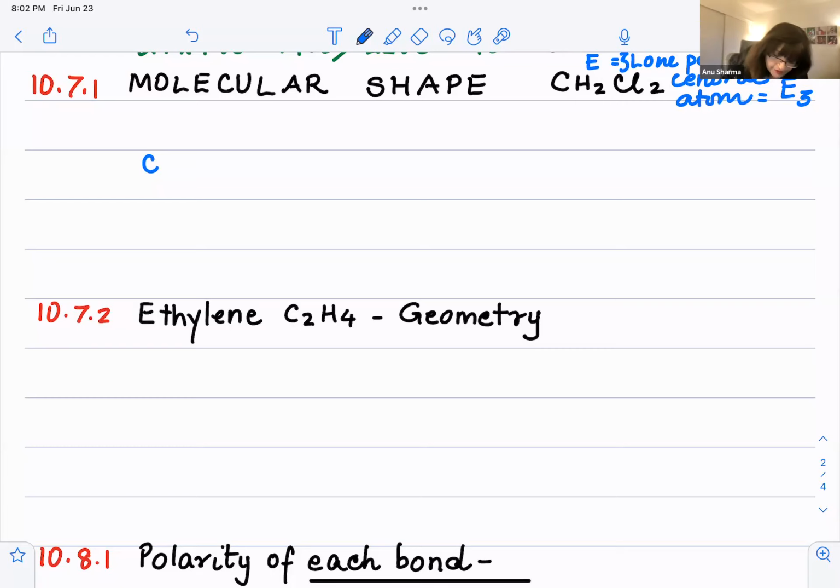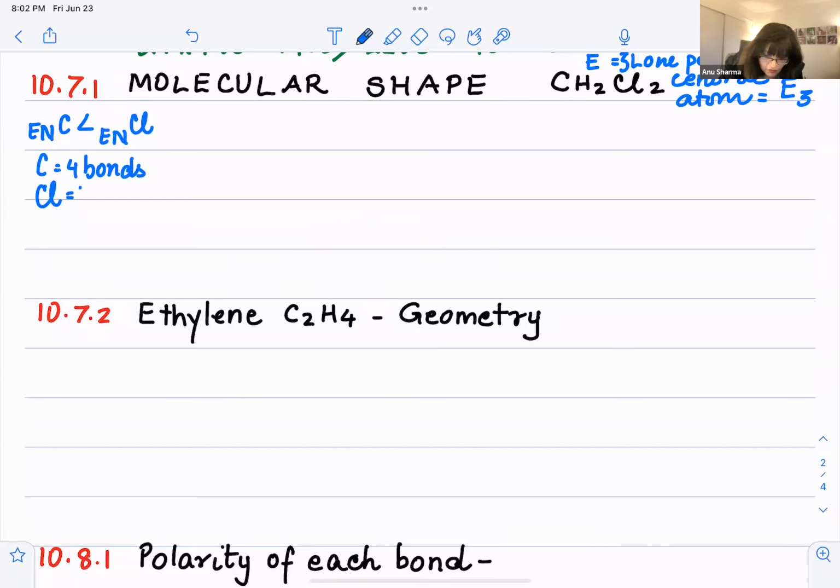Carbon: the electronegativity of carbon is less than the electronegativity of chlorine, and hydrogen's electronegativity is obviously lesser. So we are just going to leave it, that carbon, because carbon can make 4 bonds. Even though chlorine can make 1, 3, 5, and 7 bonds, chlorine is not going to be in the middle. Carbon gets the center because it has a lower electronegativity.